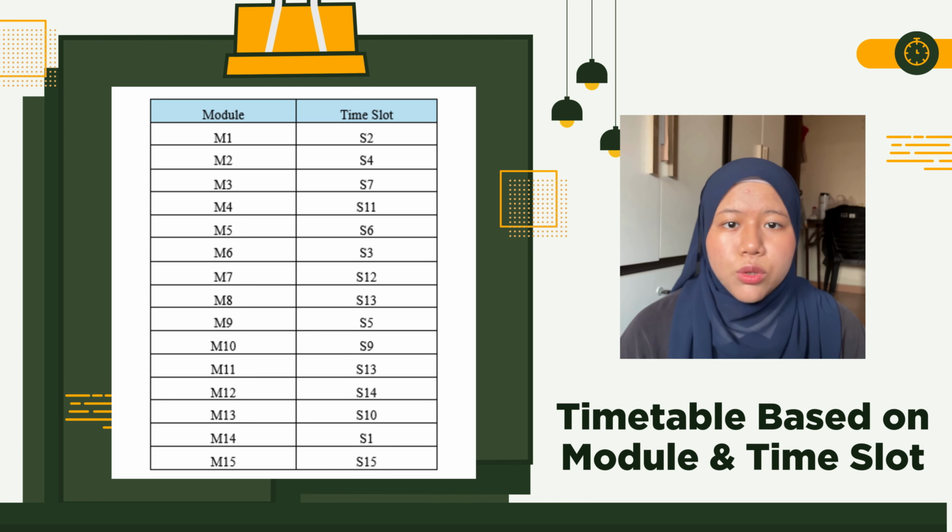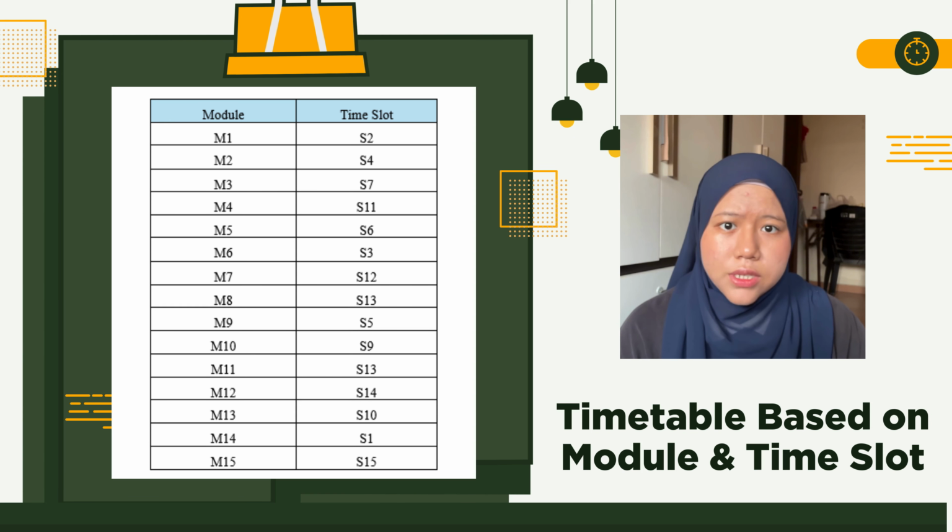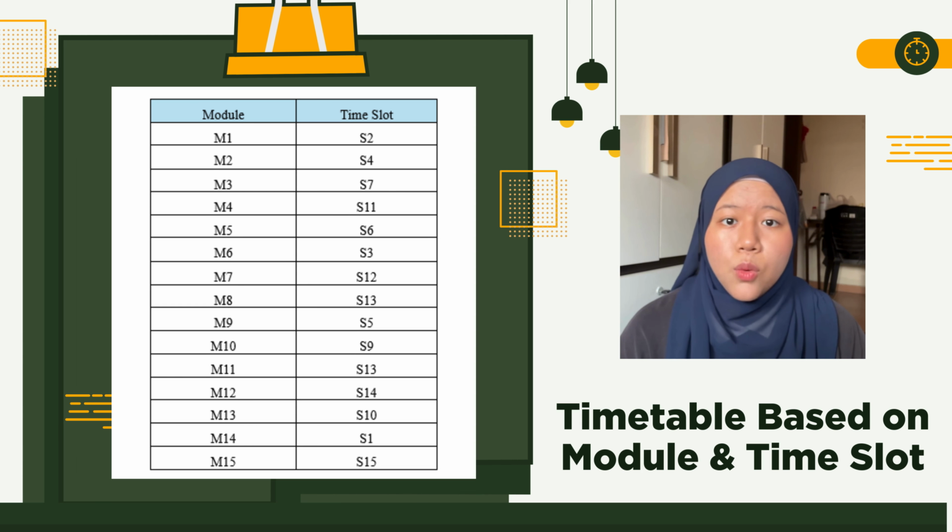The distribution of modules is balanced and follows a one-to-one assignment, meaning each time slot is used by only one module. By using all the available time slots efficiently, the timetable makes better use of resources such as lecture halls and lecturers. Overall, the final timetable is clear, well organized, and supports effective academic planning.